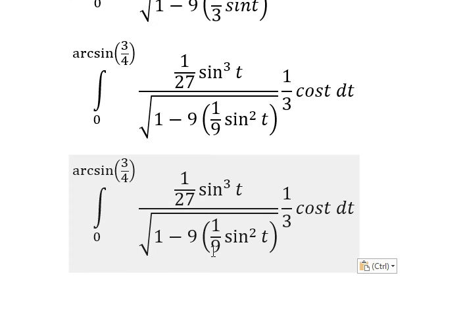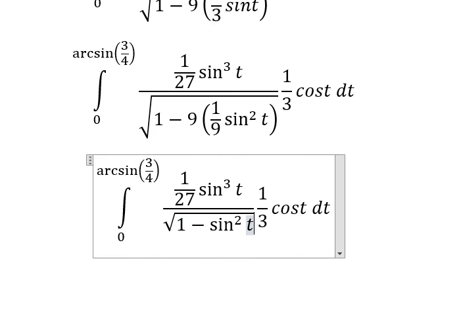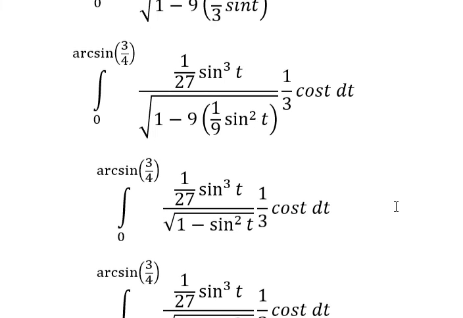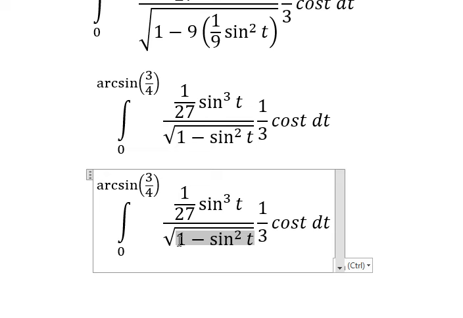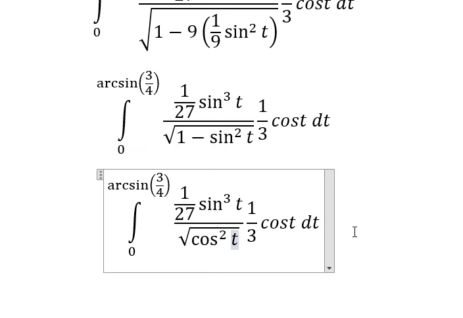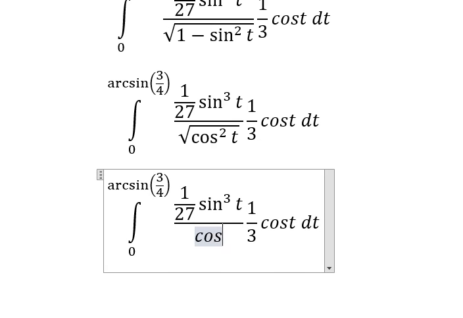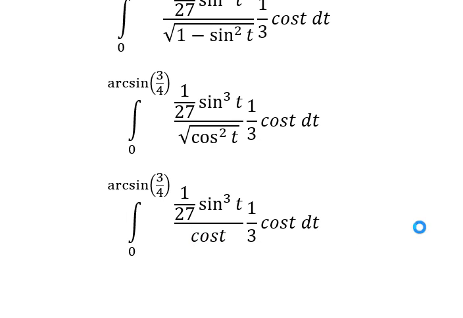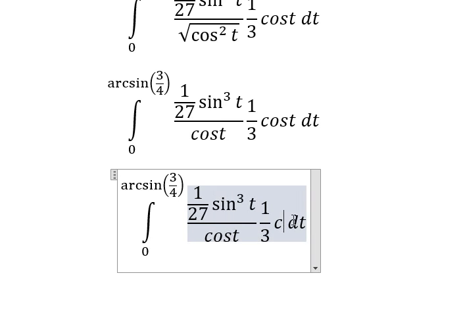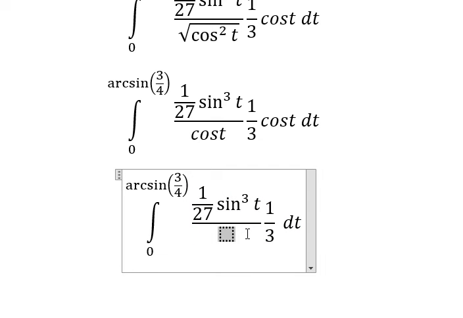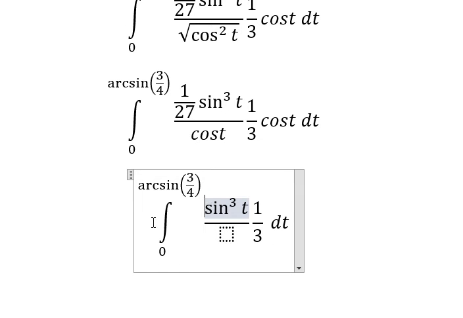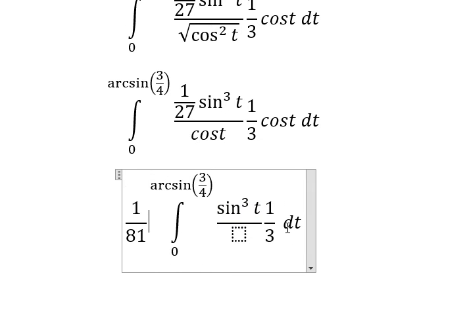So the 9 we cancel. 1 minus sine t squared, we change by cosine t squared. The square root of cosine t squared, we have cosine t. Now cosine t and cosine t we simplify. 27 and 3 we have 81. So I will put 1 over 81 in here.